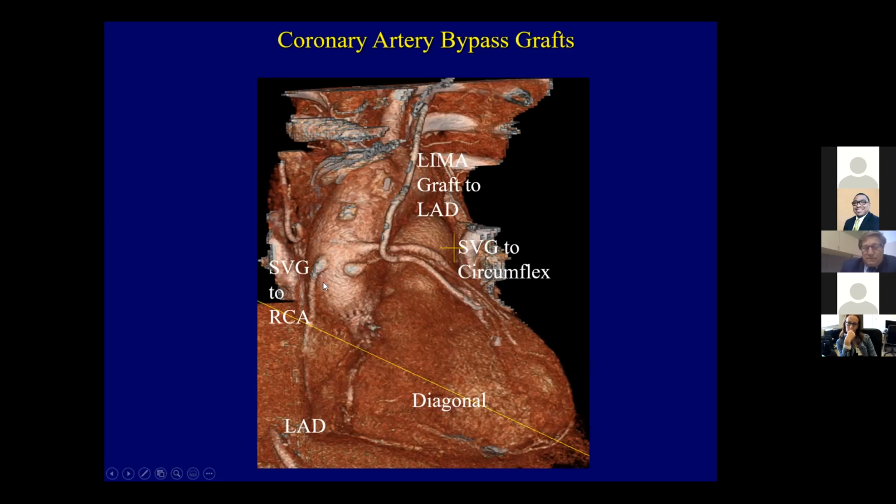These are saphenous vein grafts taken from the leg, and they're attached to the aorta and then down to the right coronary artery and to a circumflex branch of the coronary artery. So not only can we look at native arteries, but we can look at coronary artery bypass grafts. This is extremely important for surgical planning, particularly for redo coronary artery bypass grafts, which sometimes can run right across where the sternum is, and with a reduced sternotomy, you would end up cutting through them.